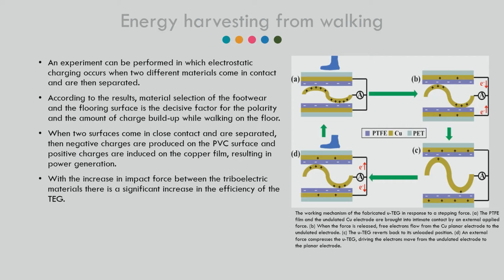When two surfaces come in close contact and are separated, negative charge is produced on the PVC surface and positive charge is induced on the copper film, resulting in power generation. With the increase in impact force between the triboelectric materials, there is a significant increase in the efficiency of the triboelectric generator.